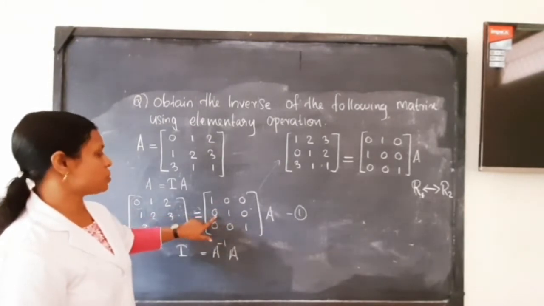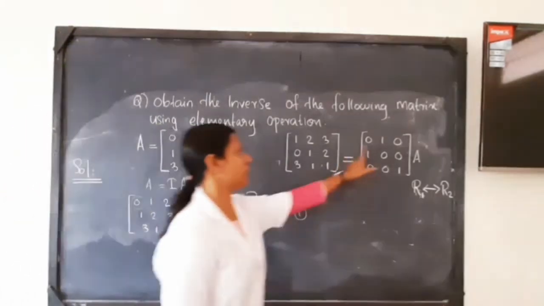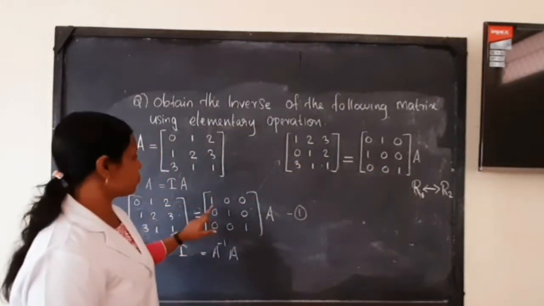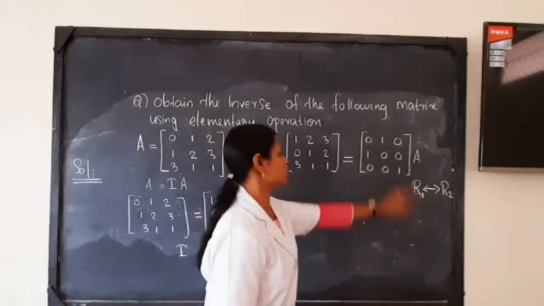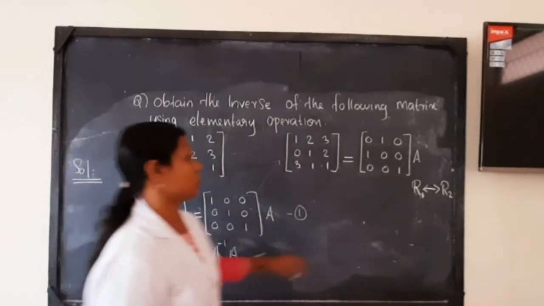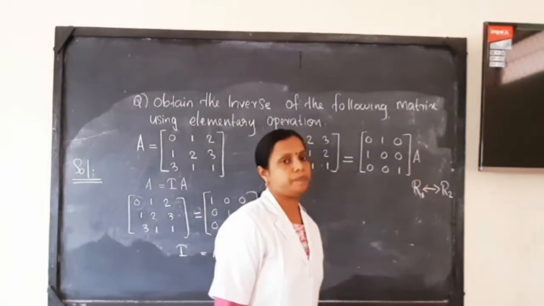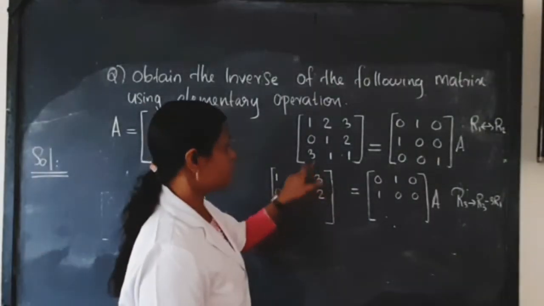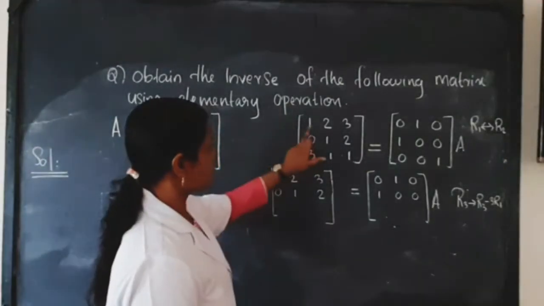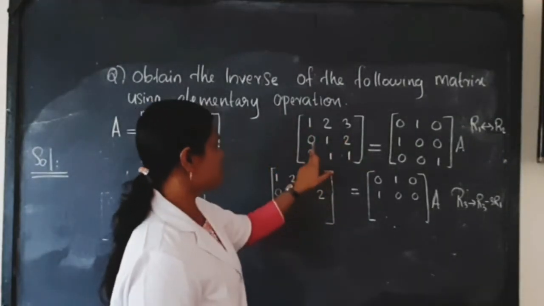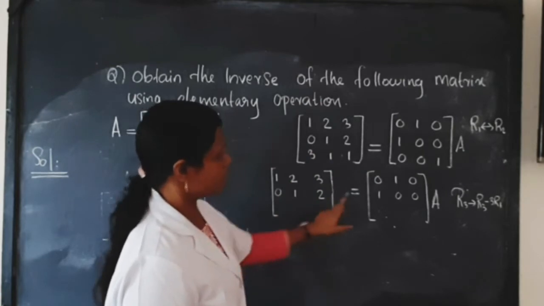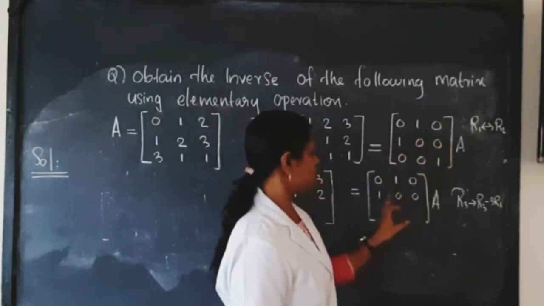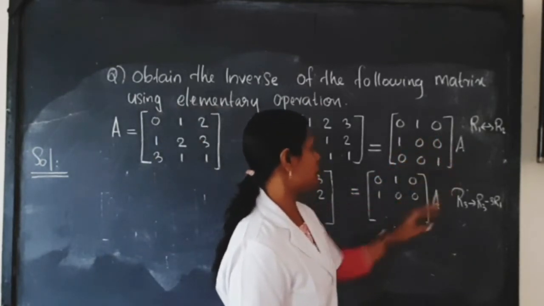So we write first row as 0, 1, 0, next 1, 0, 0, and third row 0, 0, 1, into A. Now we get 1 here. Here we need to convert 3 to 0. So first we write 1, 2, 3 as first row, second row 0, 1, 2. Also we write 0, 1, 0 as first row and 1, 0, 0 as second row.